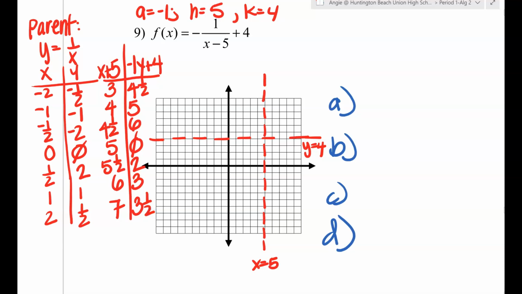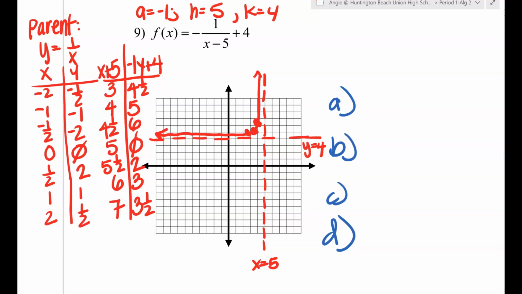All right, let's plot. 3, go up 4.5, so 1, 2, 3, 4.5. So right there. Make a dot. Okay, there you go. So 3, 4.5. 4, go up 5. 4.5, go up 6. So there you go. So here's one side of this reciprocal function. Then I have the right side as well.